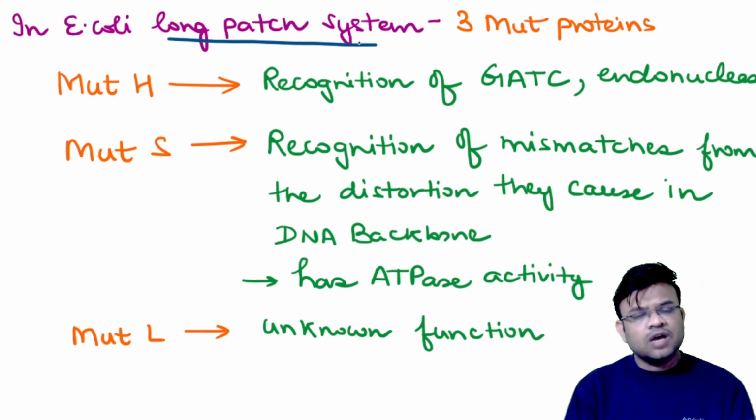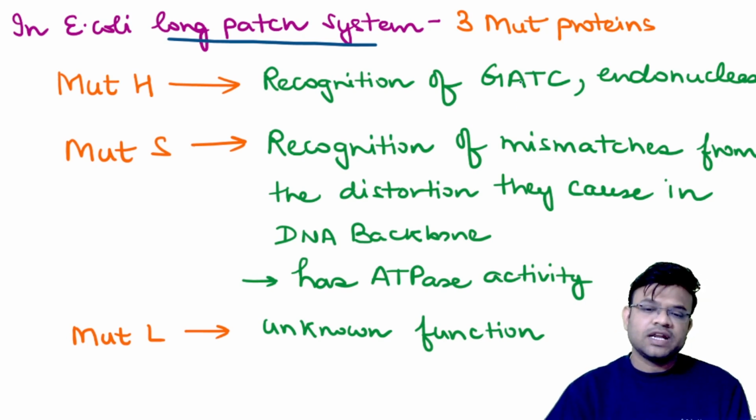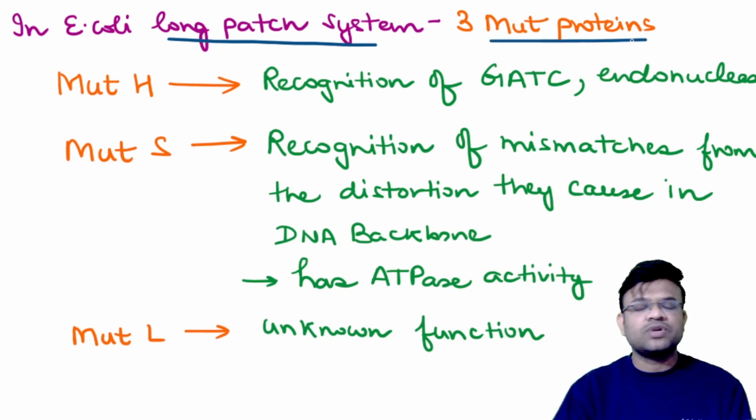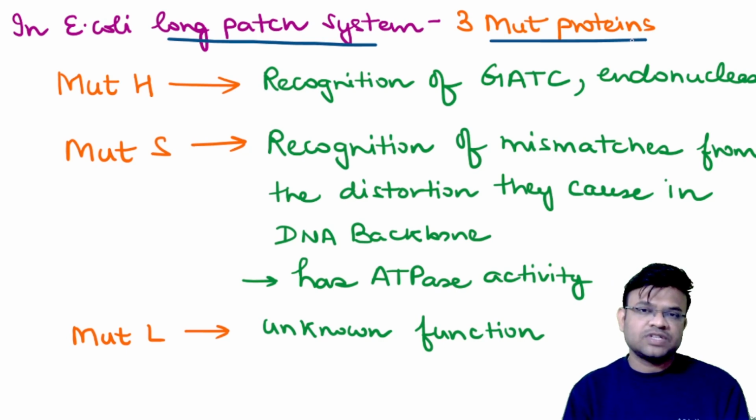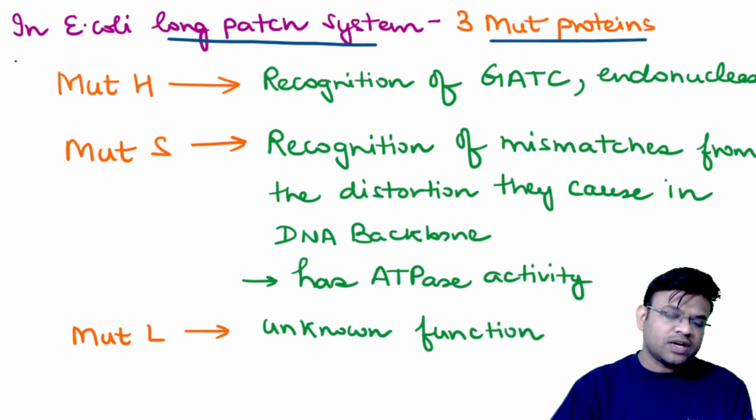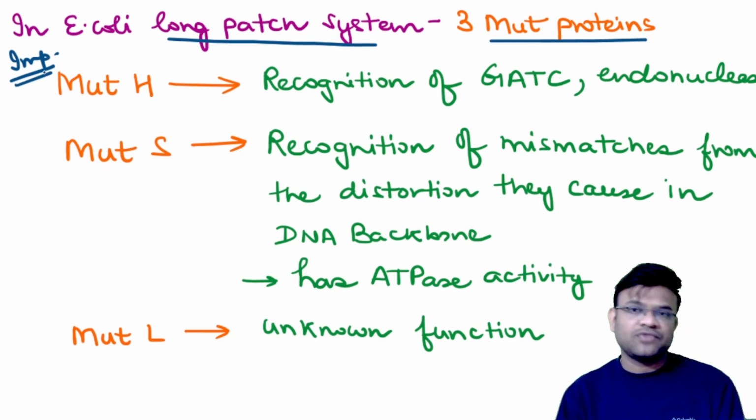So let us talk about the enzymes that are involved over here. Only 3 MUT proteins are involved. That means 3 enzymes or proteins would be taking care of the entire repair system. Now this is extremely important. You should know about the 3 proteins and their functions.